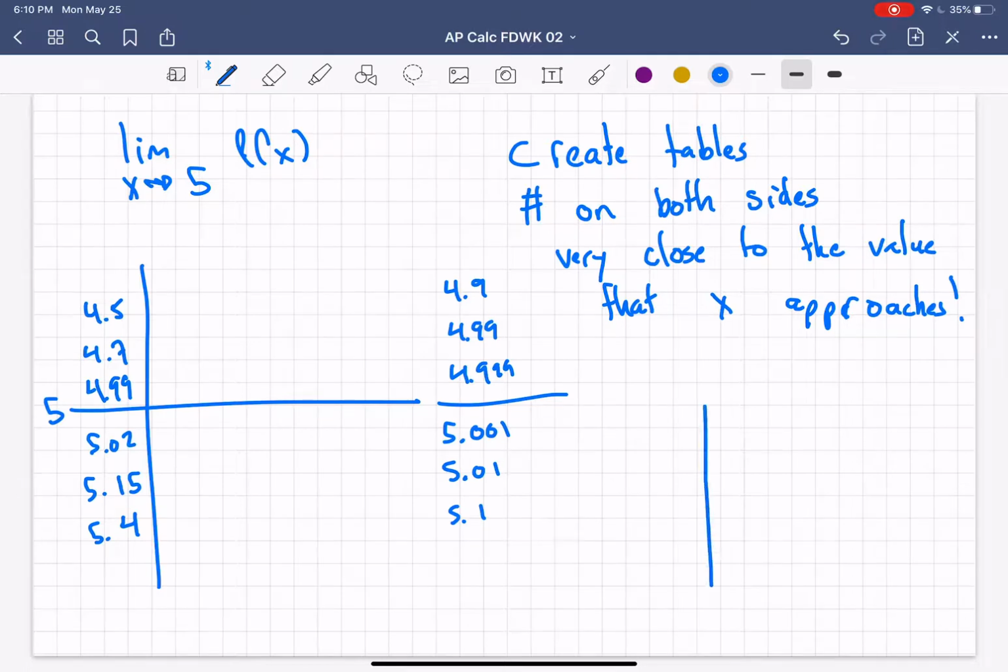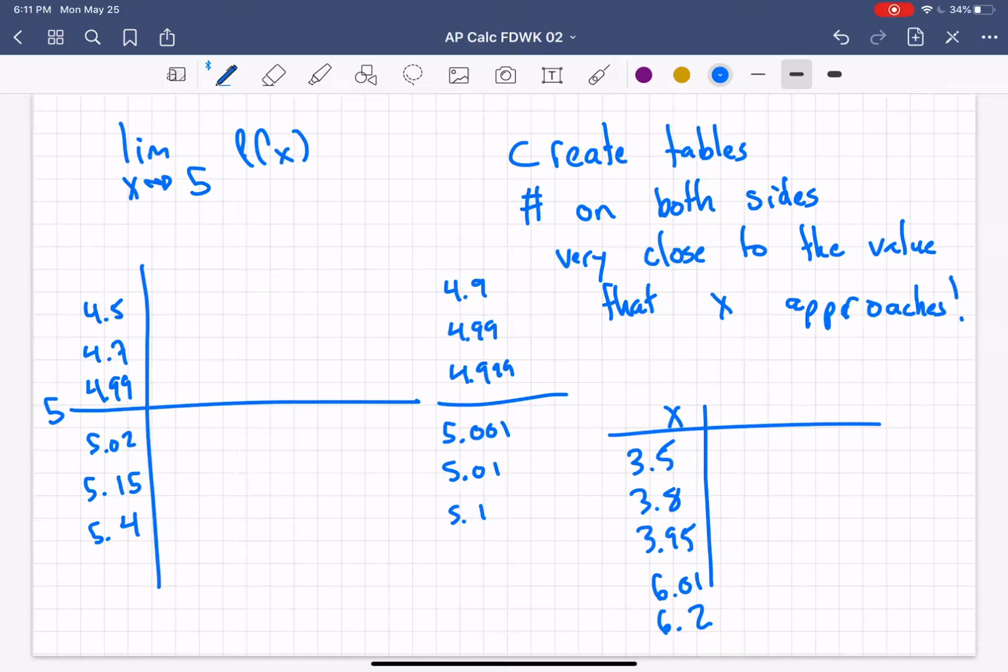A bad example would be if we did something like this. We look at this table, we have numbers that are on both sides of 5, but nowhere close to 5, right? And by close, I mean decimals away. This is not decimals away, way too far away to actually try to find the limit. A lot of crazy things could happen. We just don't know because we're not looking close enough. We want numbers that are very close to 5.